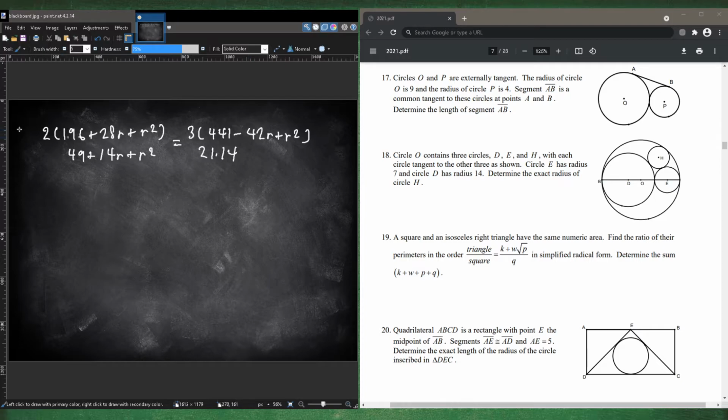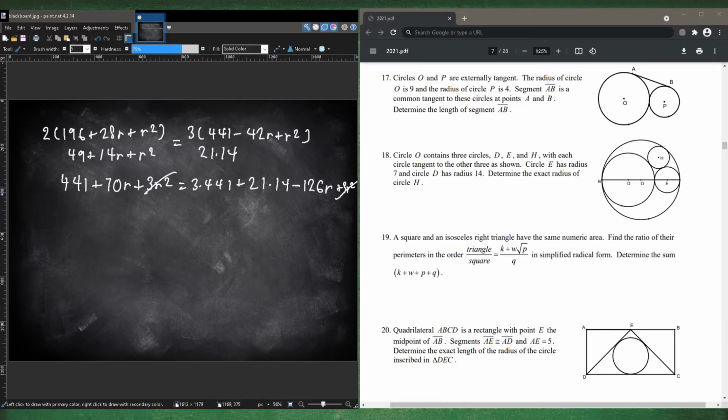Okay. So 2 times 196, that's 392, plus 49, that's going to be 441, plus 28 times 2 is 56, 56 plus 14 is 70, and 2r squared plus this r squared is 3r squared. 3 times 441 plus 21 times 14. 3 times negative 42 is negative 126r plus 3r squared.